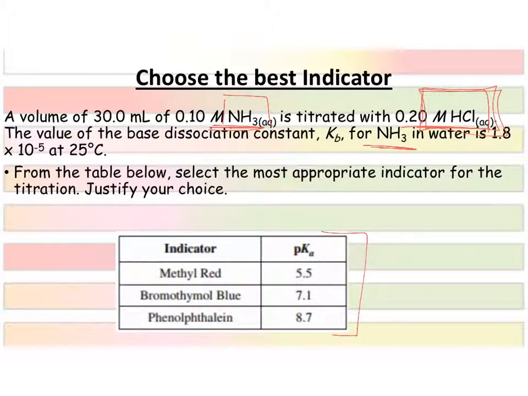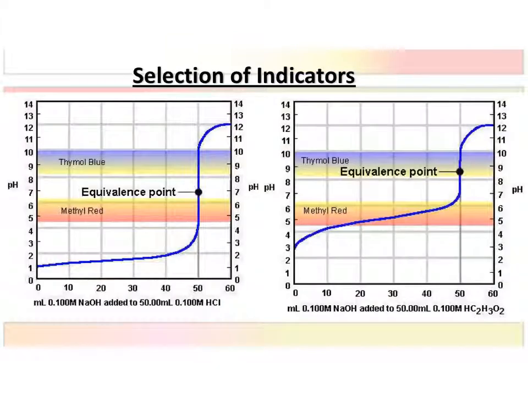The only indicator that is even close to being near acidic is methyl red. If you were to solve for the pH of the salt, and the salt in this situation is NH4+, if you went through the whole process and found the pH of the salt, you would find that the pH of this particular salt is going to be 5.1. So indeed, it is methyl red.